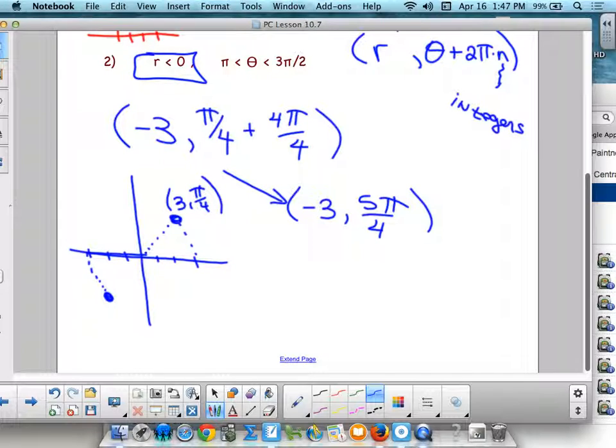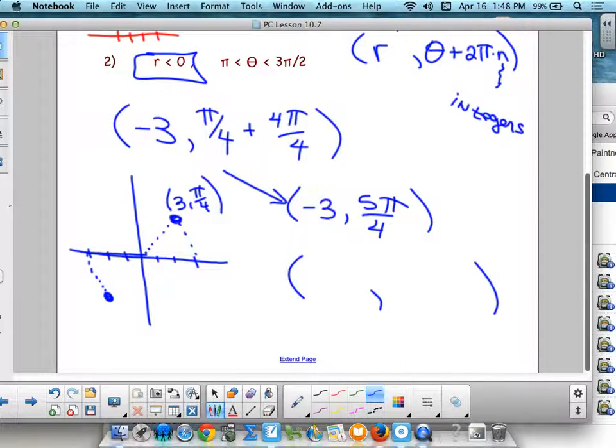So really, the first answer is add pi. The second answer is add 3 pi. The third answer is 5 pi. What? Odd pies. There you go. That's all it is.